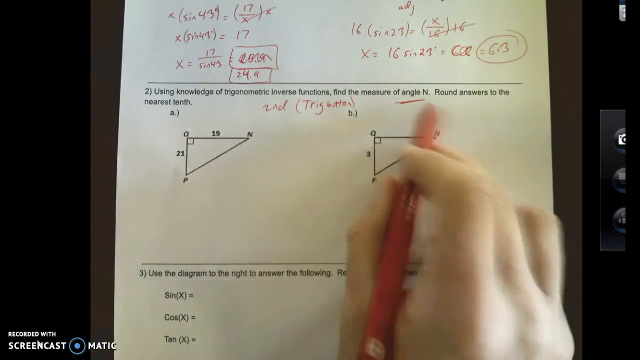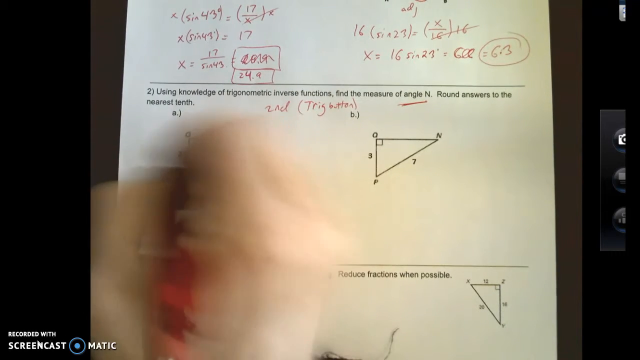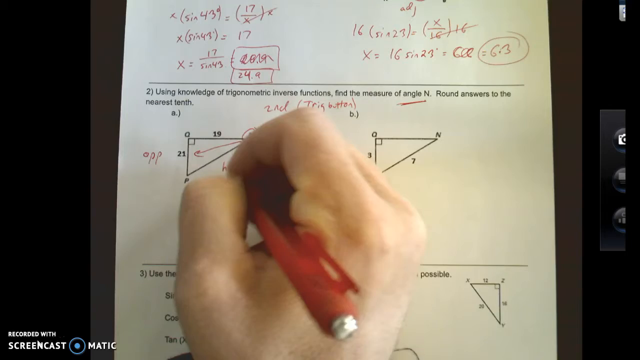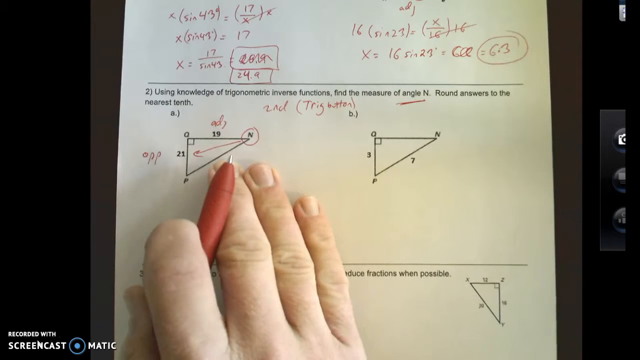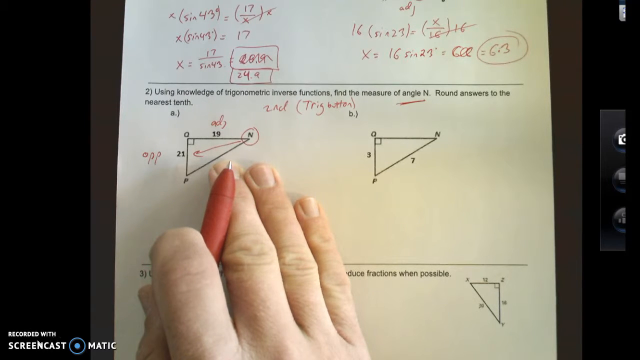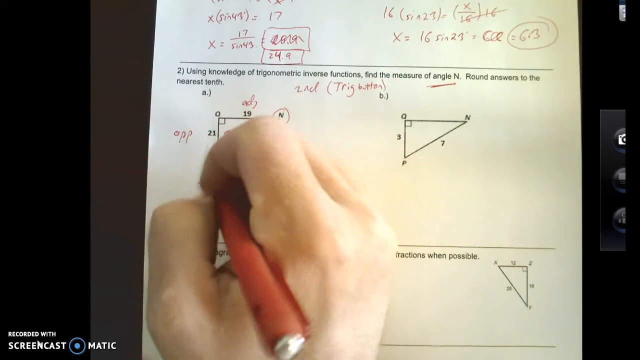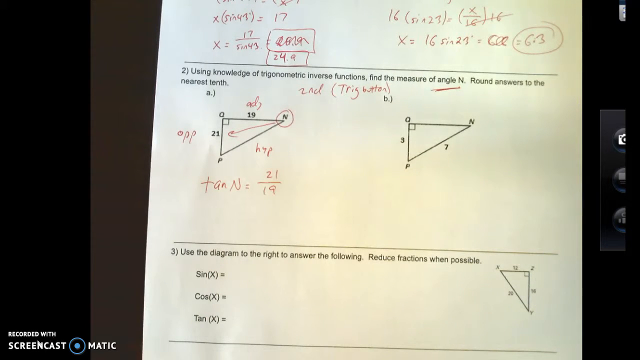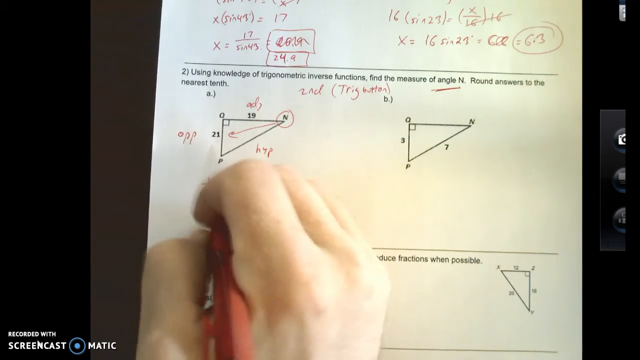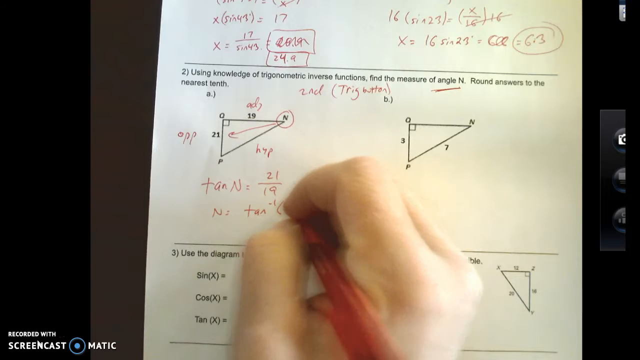So we're trying to find angle N. How do I know it's angle N? It says it right there. So I circle angle N, go across from it, there's my opposite, across from 90 is my hypotenuse, and then there's my adjacent. In this case, 21 and 19 are what's given to me, so O and A. O and A, if I look at my SOHCAHTOA up top, is going to be tangent. So tangent of N equals O over A. Now, in order to solve for my missing angle, we have to use what's called the inverse trig functions. So tangent inverse of 21 over 19.